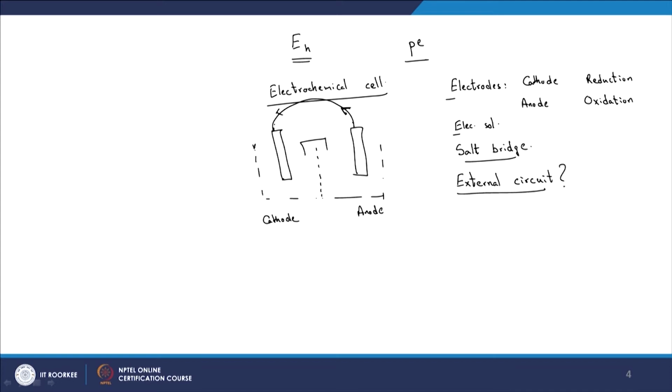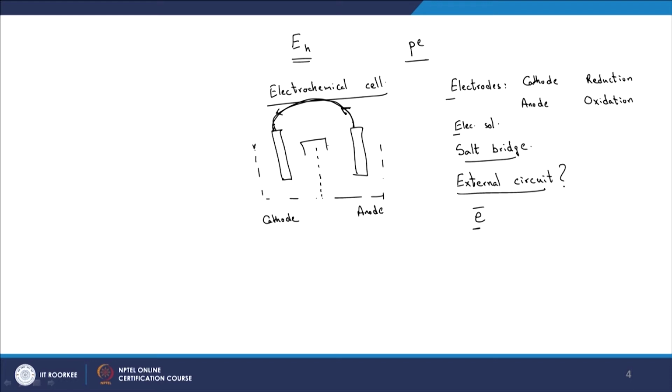And why do we need this external circuit? Because you need a conductor for the electrons from one electrode to the other, right. So, here this is the external circuit, and obviously without this external circuit you will not have the electrons being conducted from one cell to the other, and the redox reaction will not go through, right.